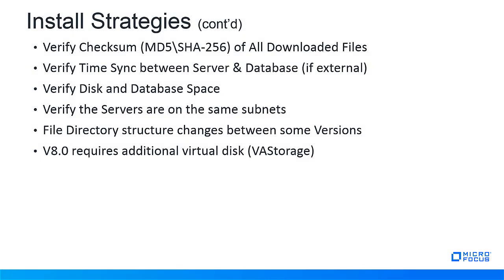A couple more install strategies. Verify the checksum of all downloaded files from the support site. Verify time sync between server and database if you have an external database. Verify the disk and database space. Make sure you verify the servers are on the same subnets if you have a server with an external database. And make sure you have a fast connection to the database. File directory structures change between some versions, so be sure to check the documentation if you're doing upgrades. Version 8 requires an additional virtual disk called VA storage, or virtual appliance storage.